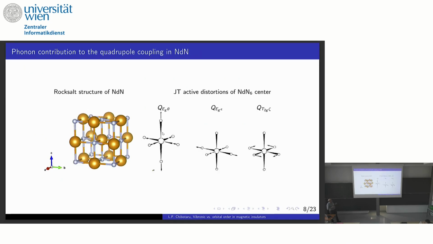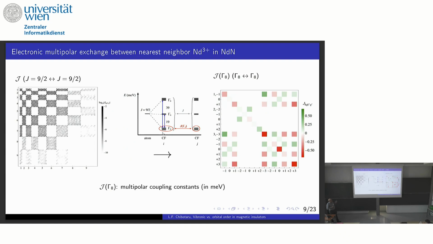Another example is the neodymium pnictide. This is nitrogen. It's a rock salt structure. So each neodymium is surrounded by an octahedron of nitrogens. These are known active distortions of E-type and T2 type. And we calculated recently, I think two years ago, the electronic multipolar interaction between neodymium ions, because neodymium is in the atomic J=9/2.